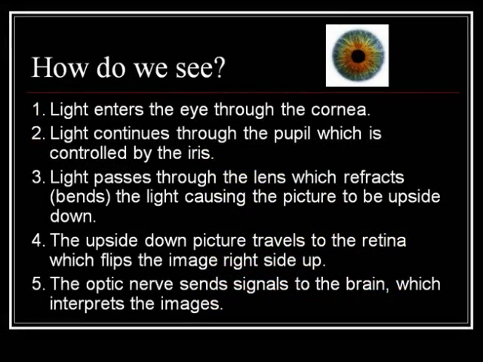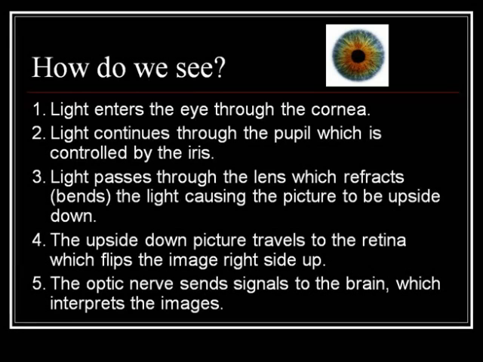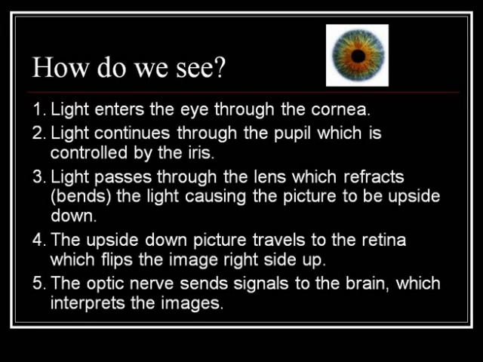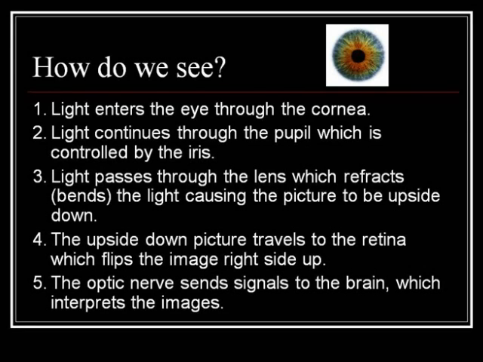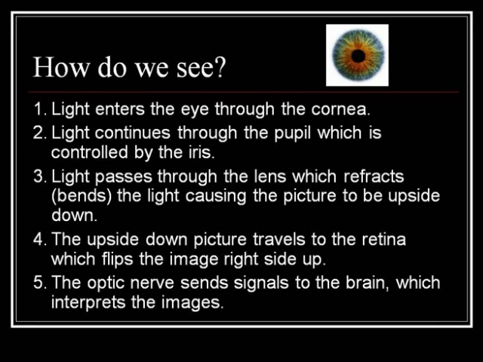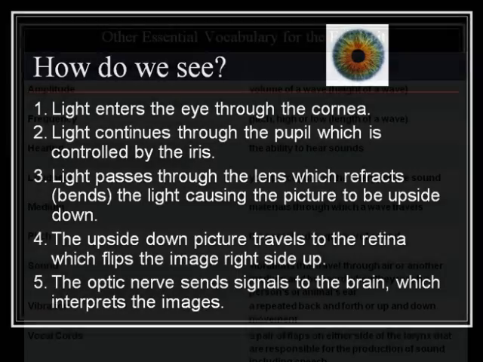Now that you have been given all the parts of the eye, let's put it all together to see how the eye actually sees images. First, light enters the eye through the cornea. Then, light continues through the pupil, which is controlled by the iris. Light passes through the lens, which refracts or bends the light, causing the picture to be upside down. The upside down picture travels to the retina, which flips the image right side up. Then, the optic nerve sends signals to the brain, which interprets the image.